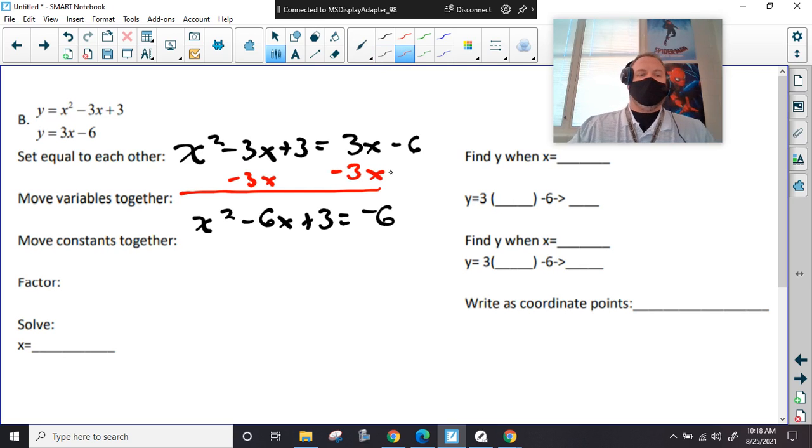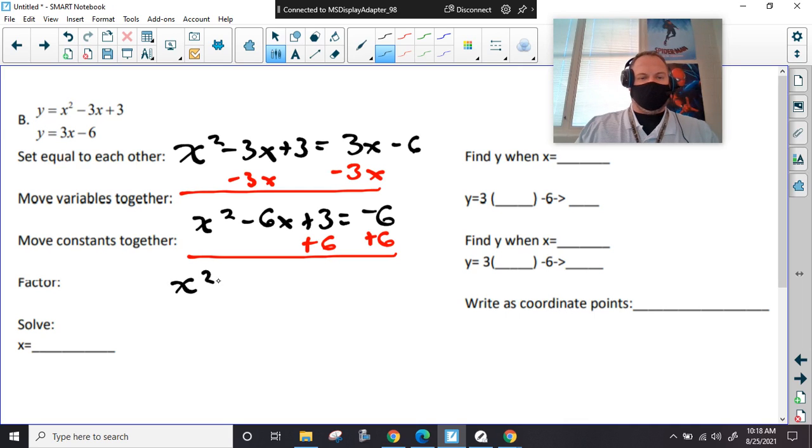All right. So now we got to move the constants together. All right. So we get x squared minus 6x plus 9 equals 0.